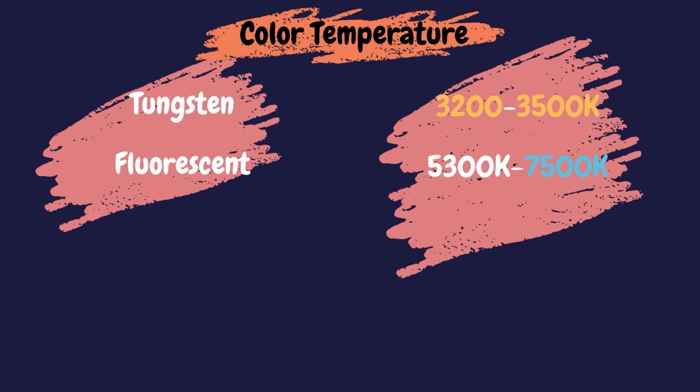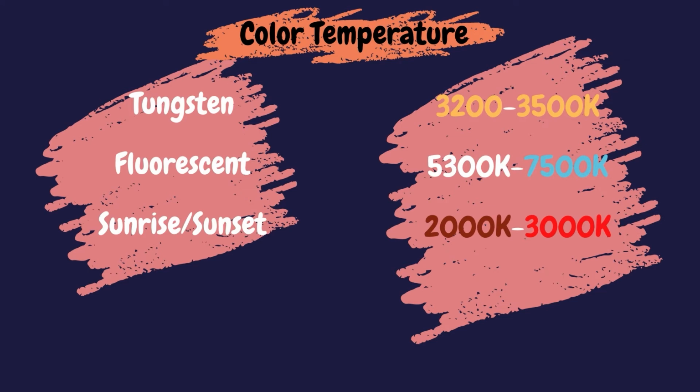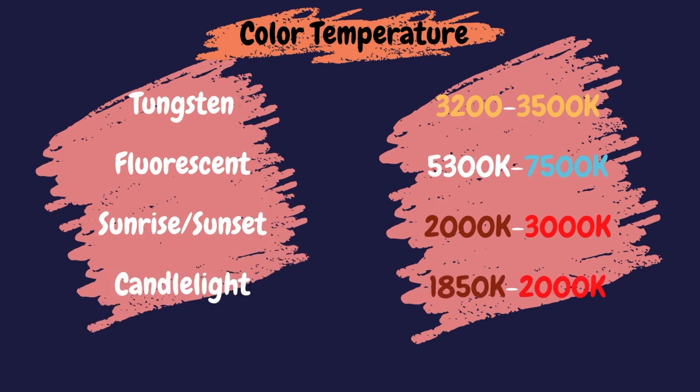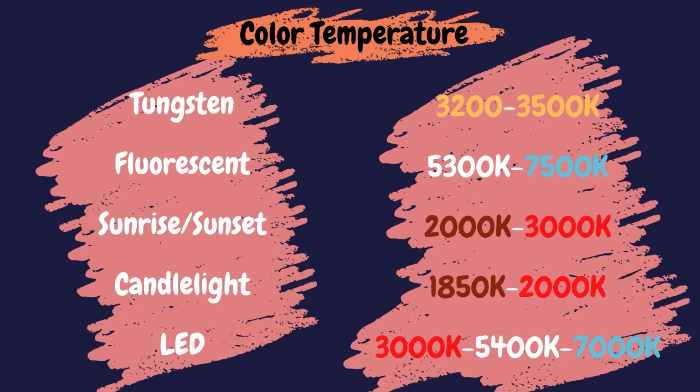And then you have your sunrise and sunset, which ranges from red to deep red, and then you have your candle light, which is red, and then you have your LED lights. Most of the LED lights are white, but you have them from red to white to blue. It all depends upon the manufacturer or the quality of the light. White is what is most preferred, white is what is used for photography, but you also have red and blue LED lights also. So, this by far is your color temperature.